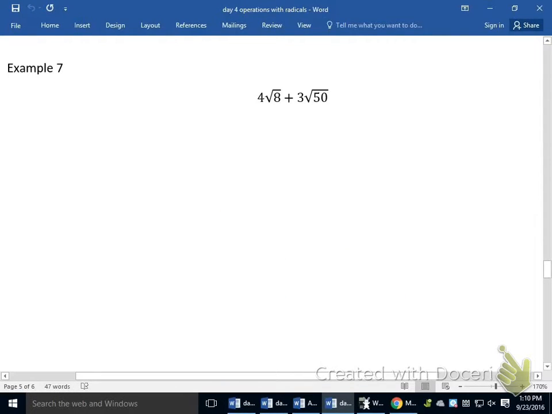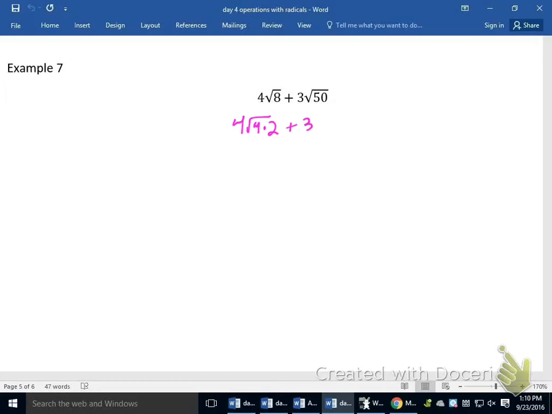Alright, lastly today, on these last 2 examples, we're talking addition and subtraction and when that can, in fact, happen. Right now, I cannot add these 2 roots together, so I'm going to work on simplifying them independently. Looking at the 4 root 8, I know that the largest perfect square that will go into 8 is 4. It goes into it twice.